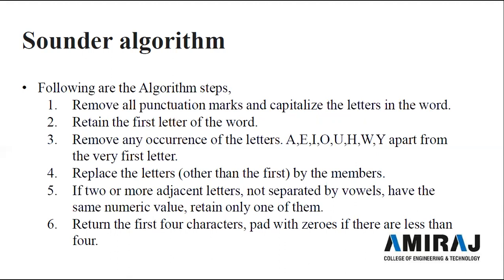Then we will remove all the occurrences of A, E, I, O, U, all the vowels, plus H, W, and Y. If these letters come first in the word, then we will retain them, so in that case we will follow the second step. So A, E, I, O, U and H, W, Y have to be removed if they occur in between the word. If it is not the first letter, then it will be removed. If it is the first letter of the word, then it will be retained and stored somewhere else.